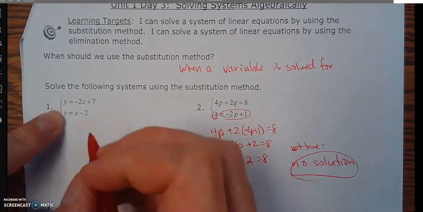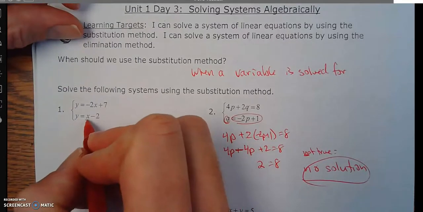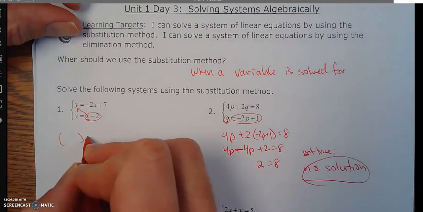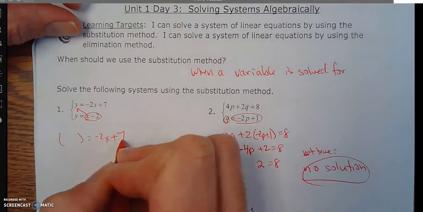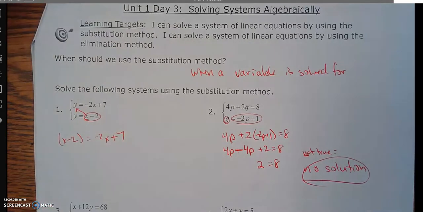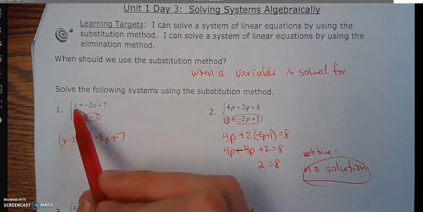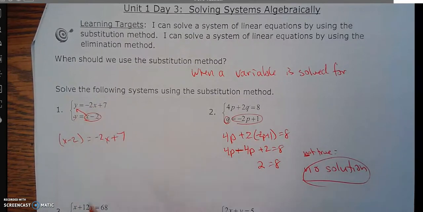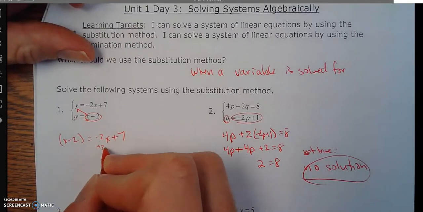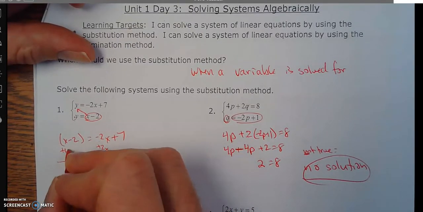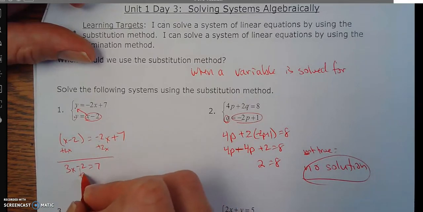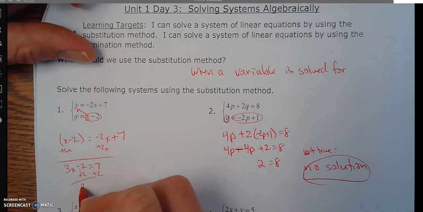So going back here now, it's probably going to be an easier substitution if I use what y equals. I'm going to plug that in for this y. Here I've got y equals negative 2x plus 7. Well, that y is the same thing as x minus 2. Another way to look at this is when they're both y equals, just set the equations equal to each other. That's what I did, basically. So if I add 2x to both sides, I got 3x minus 2 equals 7. Add 2, I got 3x equals 9.